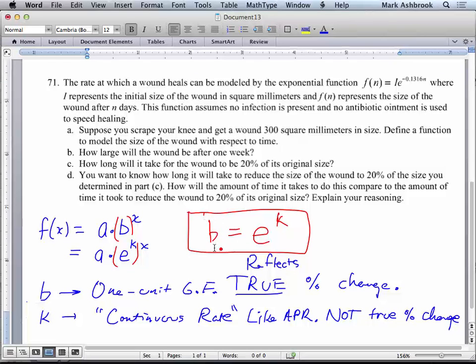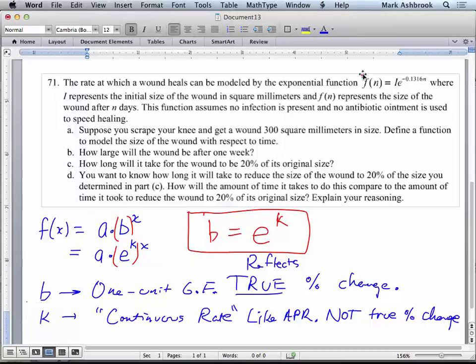B is the true growth factor. It reflects the true percent change. It equals e to the k. K is the continuous rate, like APR, which does not reflect the true percent change. It has to be combined with continuous growth, and then it results in the true percent change. So that's a review from Tuesday. So we're going to practice this with a decay problem now.